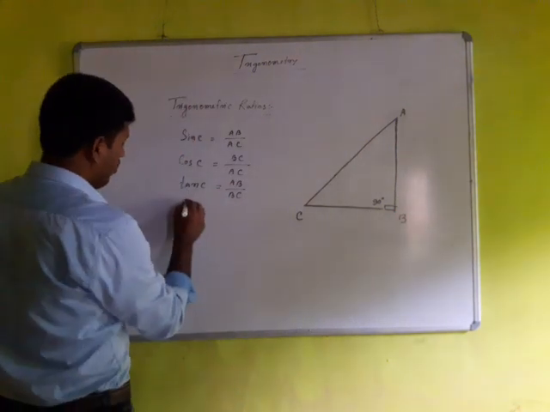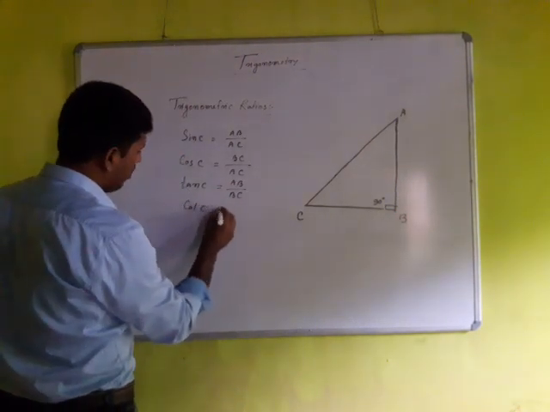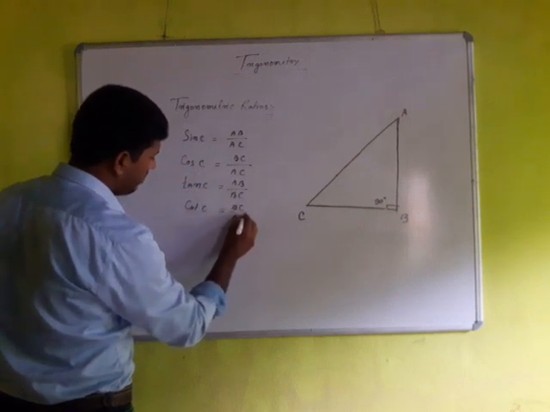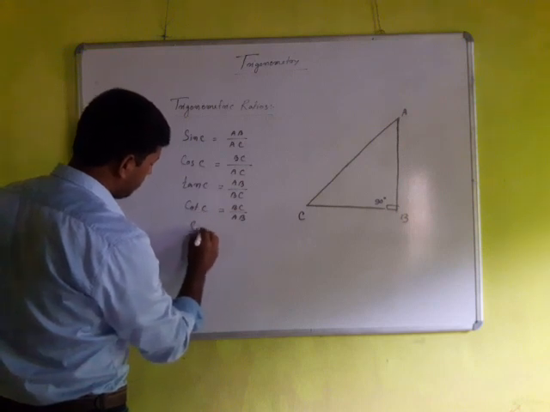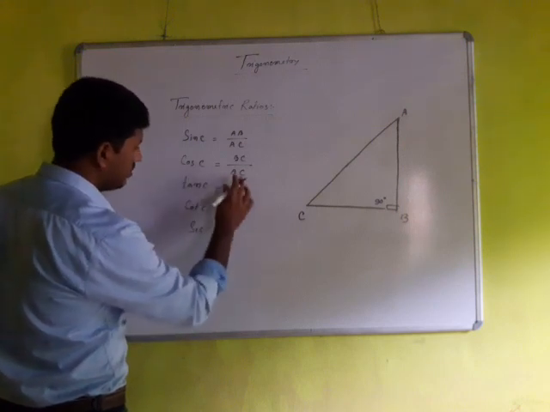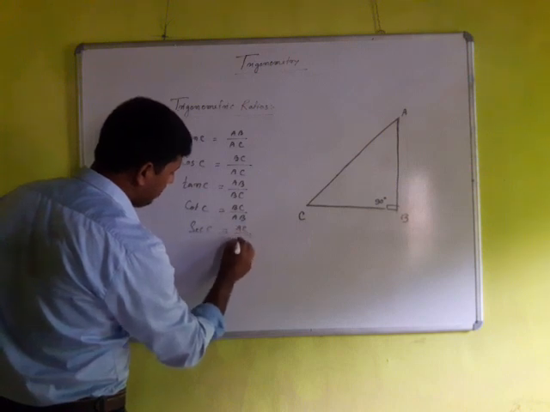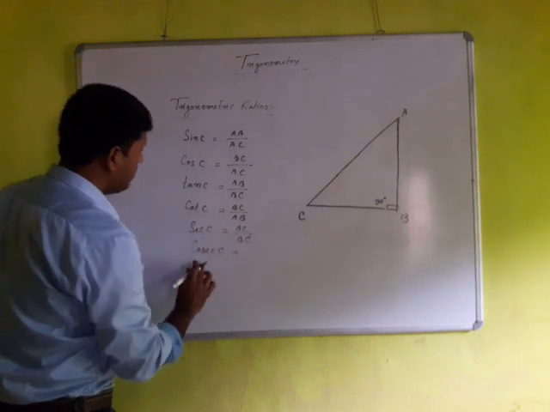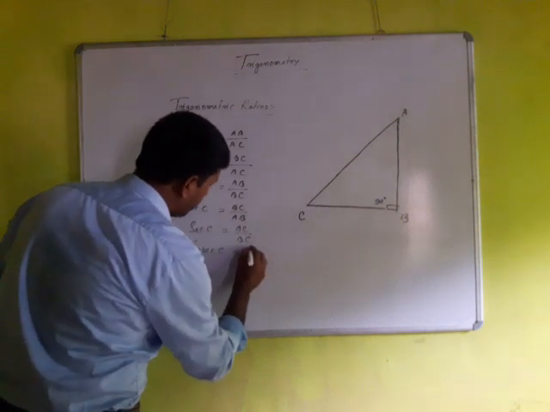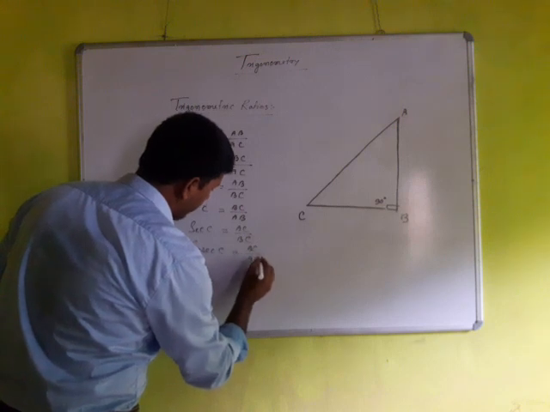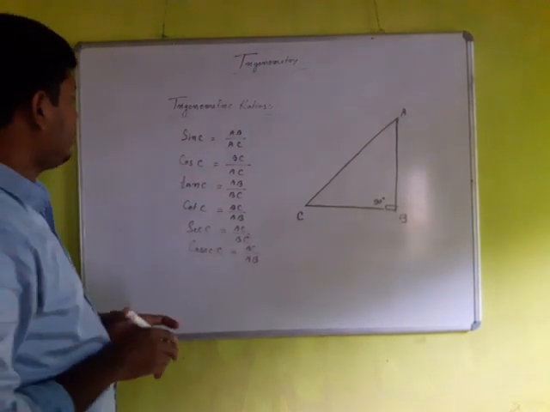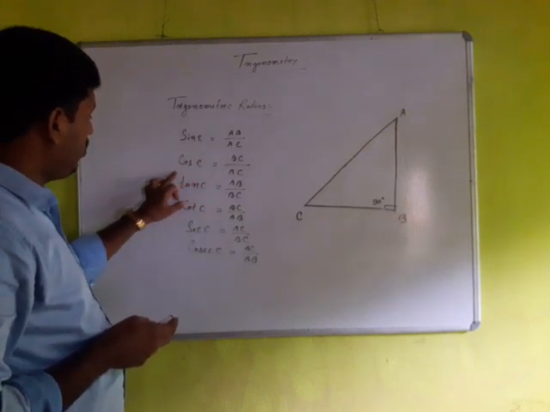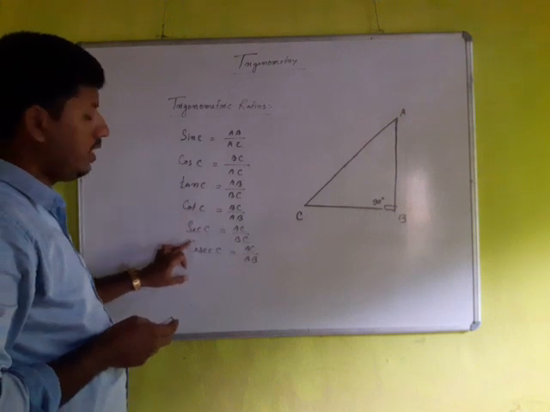Then cot C equal to, it is the reciprocal of tan, that is BC by AB. sec C, this is the reciprocal of cos, AC by BC. cosec C, this is the reciprocal of sin, that is AC by AB. So in trigonometry we have to understand the six ratios, that is sin, cos, tan, cot, sec and cosec.